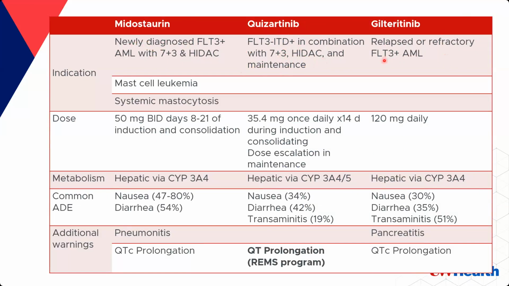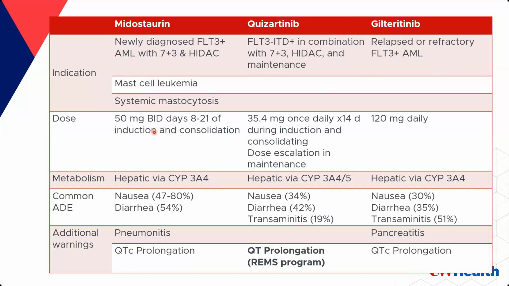I do want to call out that we're seeing more use of gilteritinib in the post-stem cell transplant setting as maintenance therapy. There is more recent data to show a higher relapse-free survival compared to placebo, especially in patients with detectable FLT3 MRD pre or post-transplant. So we do have some patients on this in the maintenance setting after transplant. And then midostaurin is also indicated in mast cell leukemia and systemic mastocytosis.